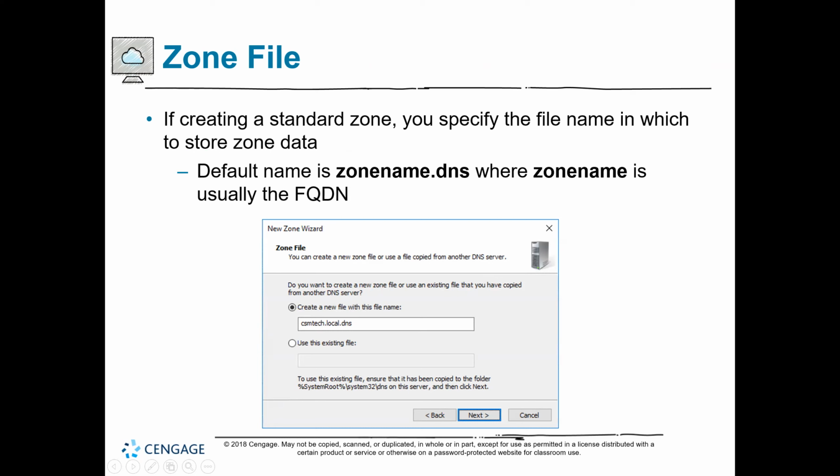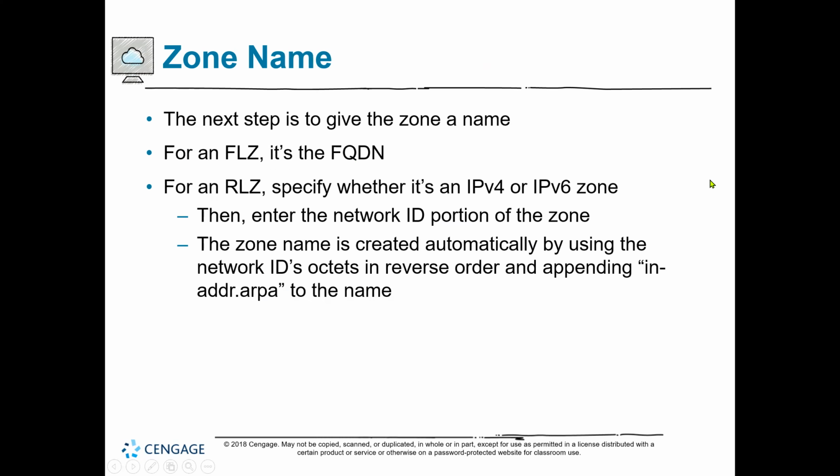Zone file. If creating a standard zone, you specify the file name in which to store zone data. Default name is zonename.dns, where zone name is usually the FQDN. So you see your example down there on your wizard. This one's csmtech.local.dns. And you can change that to whatever it is you need for that.